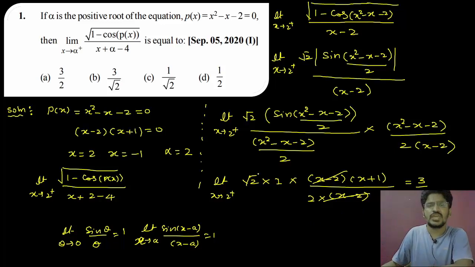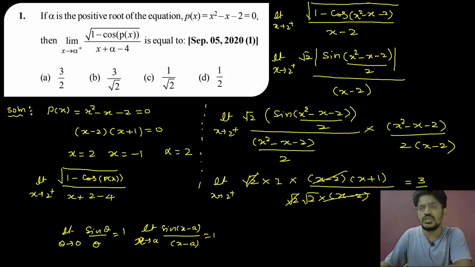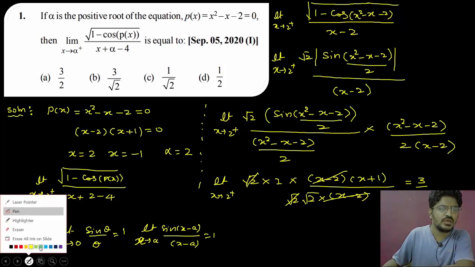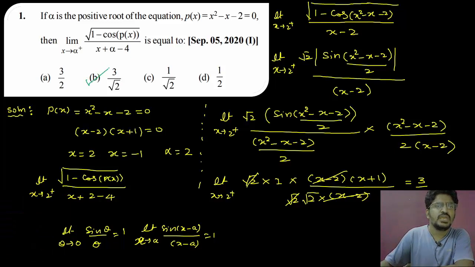You can cancel root 2 from this, because 2 can be written as root 2 into root 2. Cancel those two terms. 2 plus 1 is 3, 3 divided by root 2. Therefore this is our required answer, and option B is going to be the right answer.